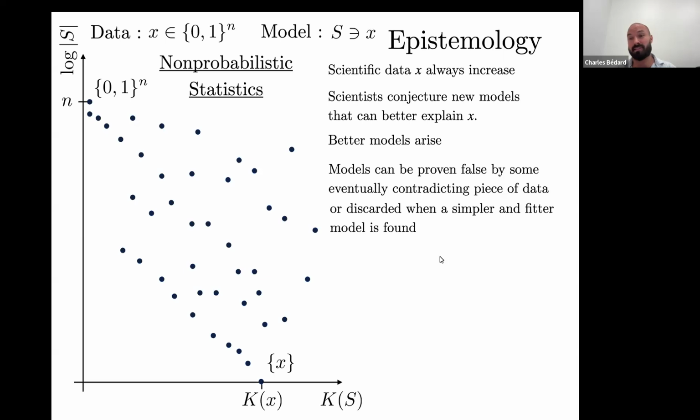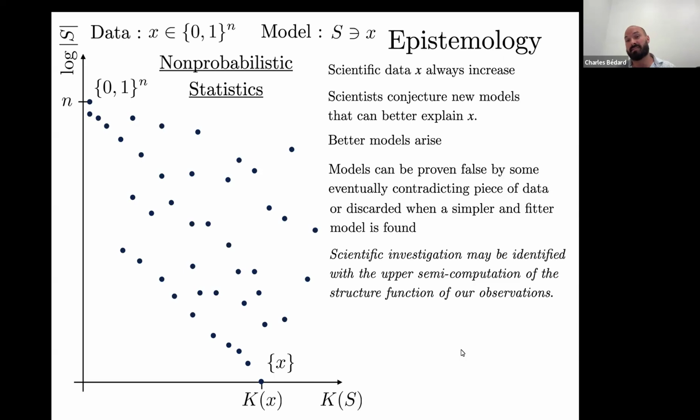Or we also sometimes discard theories on purely theoretical grounds, like we found a better fit model or a more unifying paradigm. And so scientific investigation may be identified, at least in the AIT sense, with the upper semi-computation of the structure function of our observations. But yeah, the upper semi-computation done in a non-systematic way. We're not really running a program forever. We're coming up with guesses and trying to put our guesses down.